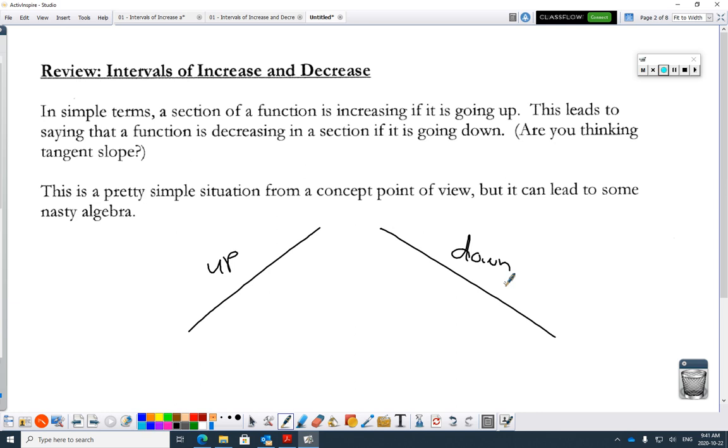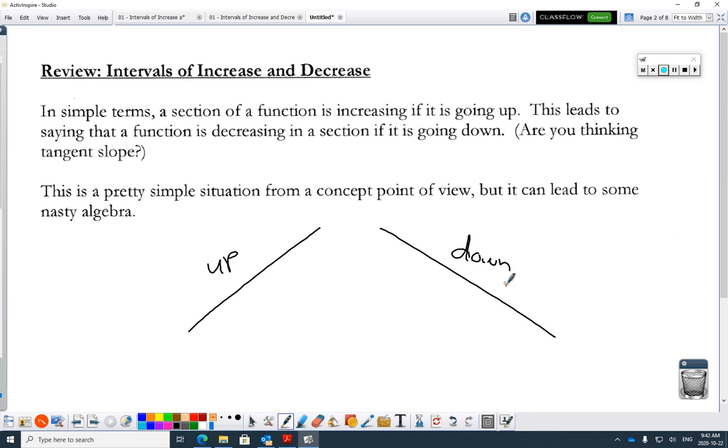This leads to saying the function is increasing, a section is going up. Are you thinking tangent slope? Well, I hope so. In the middle of all this, we've been tangent slope, tangent slope, tangent slope. Tangent slope, positive slope, going down, decreasing, negative tangent slope. Derivative positive, derivative negative. If after all this that we've been working on, you're like, that's it? Actually, yeah. There's some nice things about calculus.